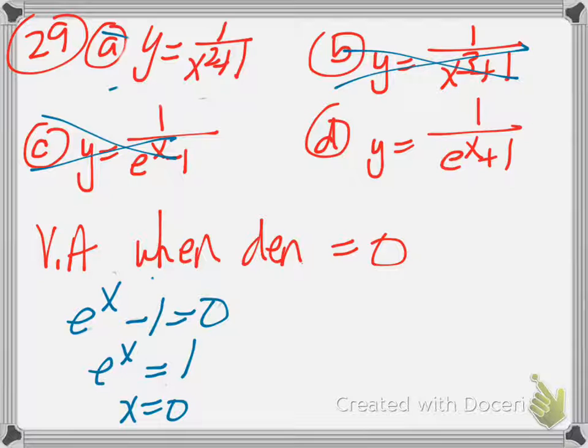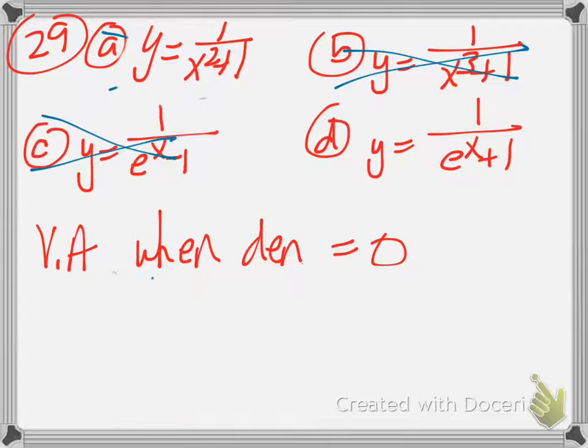So we're supposed to be looking for no vertical asymptote. Well, when we set A equal to 0, there was no solution. Therefore, it has no vertical asymptote. If you look at B, when we set the denominator equal to 0, we got negative 1. Therefore, there's a vertical asymptote at x equals negative 1. But we don't want a vertical asymptote, so B is out, and for the same reason, C is out.